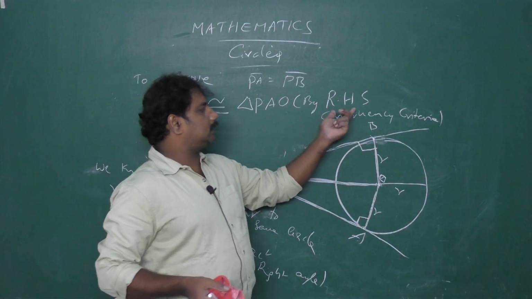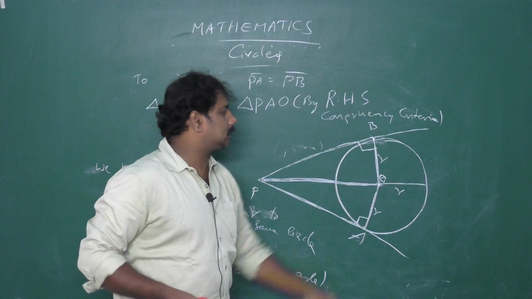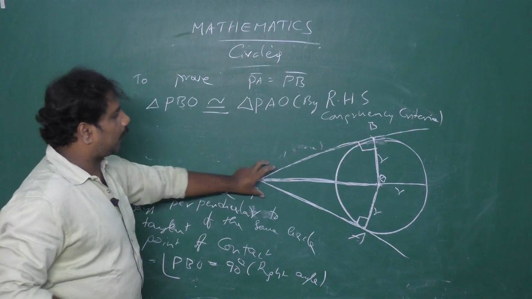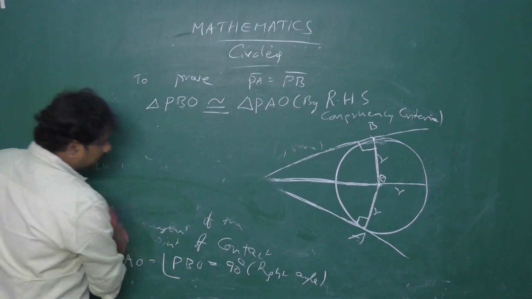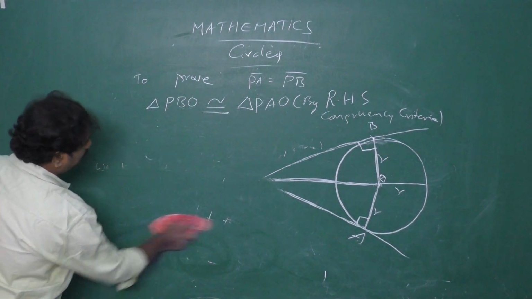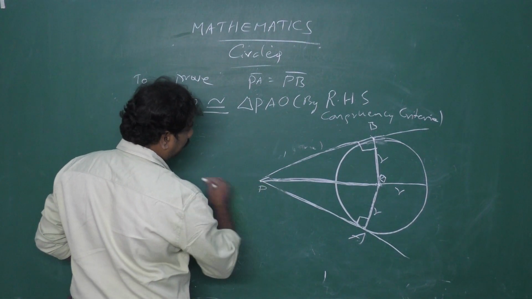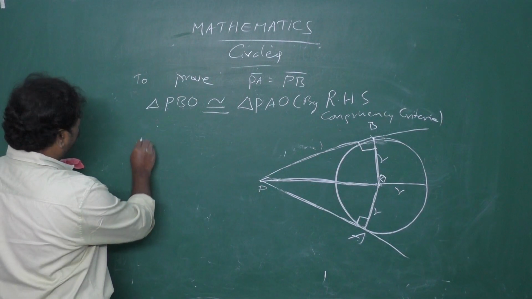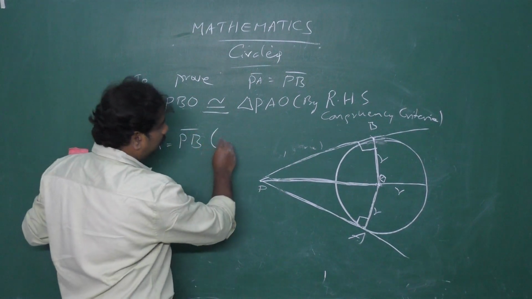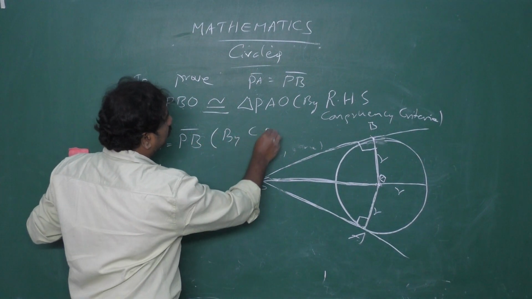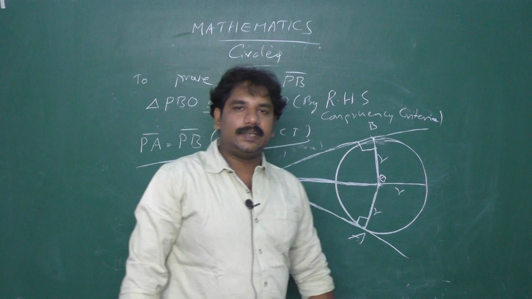RHS means right angle, hypotenuse and side. By using this congruency criteria, we find out these two triangles are congruent. When they are congruent, their corresponding sides are equal, corresponding angles are equal. We know it by the definition of congruent triangles. From there, what can we conclude? PA is equal to PB, by CPCT. We can give the proof like this.